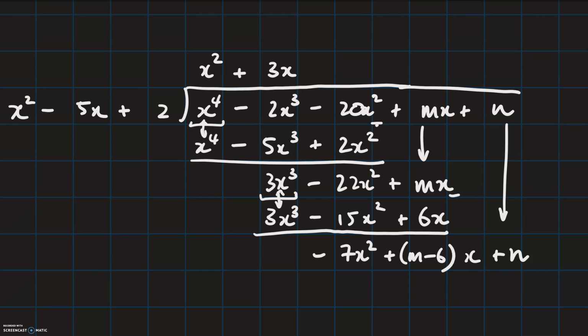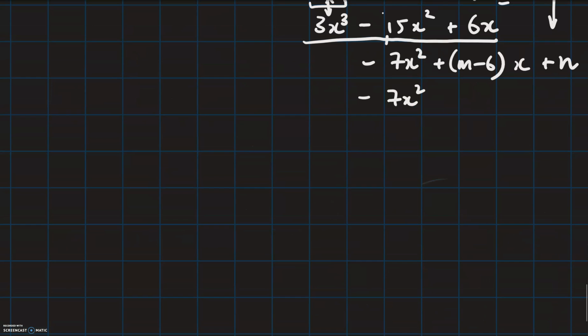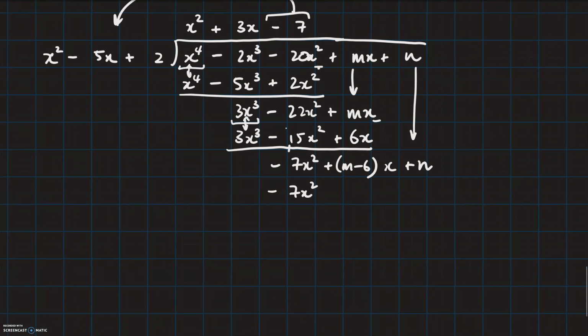Leading term, leading term. Let's have a look at them. x squared goes into negative 7x squared, negative 7 times. So I'm going to have negative 7x squared. And once again, I'm going to multiply this into my whole divisor here. Plus 35x minus 14. So here I'm going to have these two will cancel.